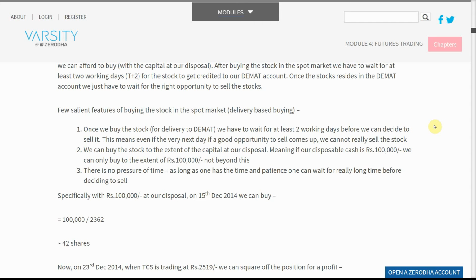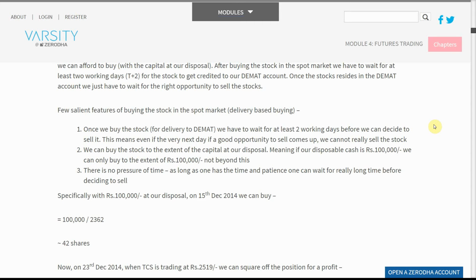This means even if, the very next day, a good opportunity to sell comes up, we cannot really sell the stock. We can buy the stock to the extent of the capital at our disposal. Meaning, if our disposable cash is 100,000 rupees, we can only buy to the extent of 100,000 rupees, not beyond this. There is no pressure of time. As long as one has the time and patience, one can wait for a really long time before deciding to sell.